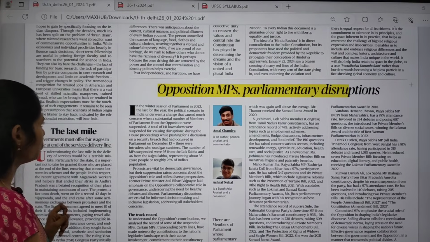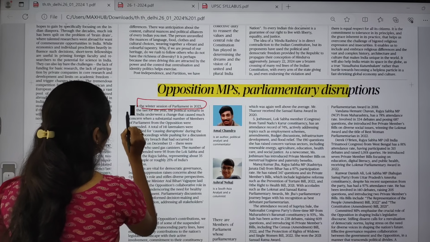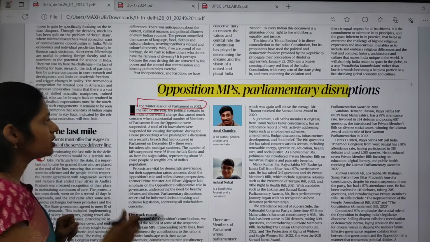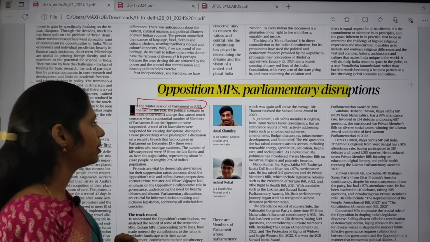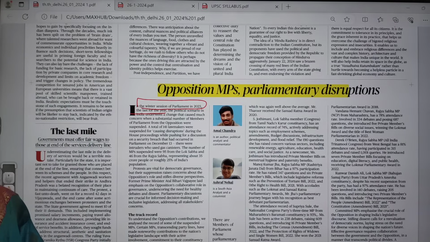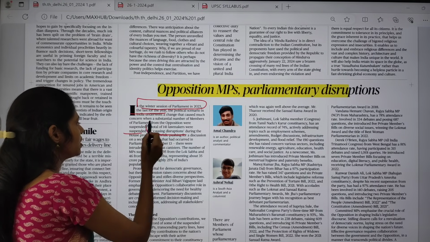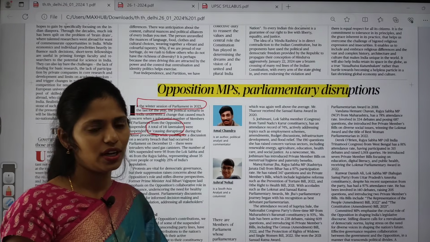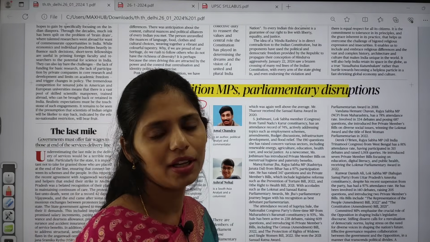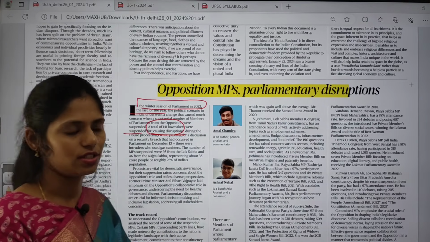Actually, in the winter session of Parliament in 2023, the last for the year, the political scenario in India underwent lots and lots of changes. What happened? Opposition party people were suspended, totally 141 lawmakers, for causing disruptions during the House proceedings. So whenever parliamentary disruption happens, it decreases the efficiency of the discussions.